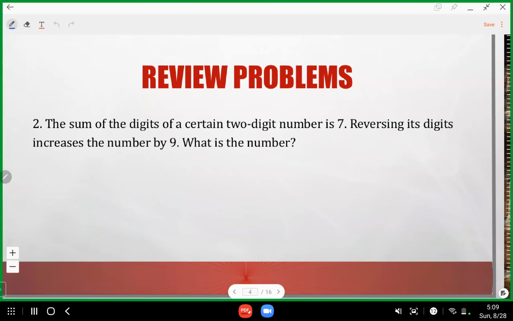All right, so let's do number 2. The sum of the digits of a certain 2-digit number is 7. Reversing its digits increases the number by 9.